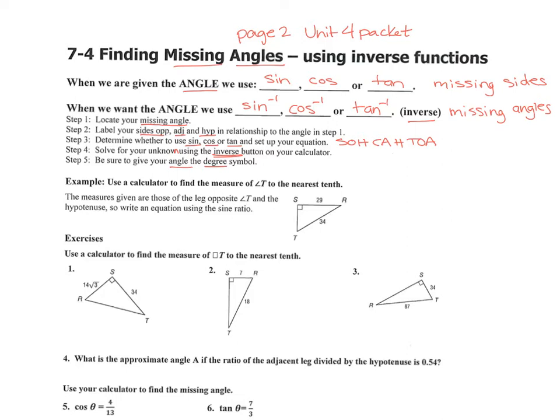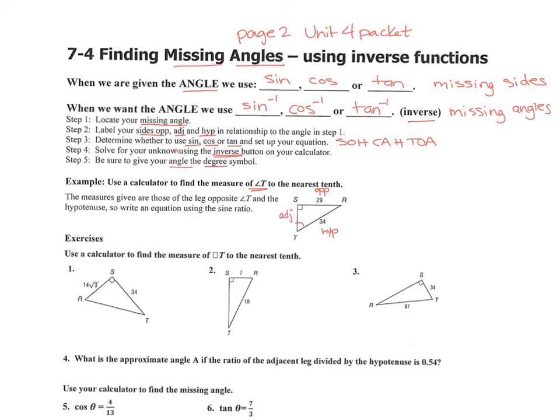So first of all, let's use our calculator to find the measure of angle T. So step 1, locate our missing angle. It's T. I could also use a theta here. I'm going to stick with T since that's what the question says. So step 2, I'm going to label my sides. Well, 29 is opposite of angle T. 34 is the hypotenuse of this triangle. And then the blank side is my adjacent side to angle T.